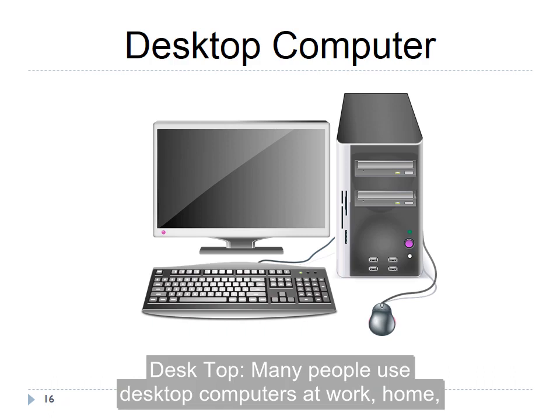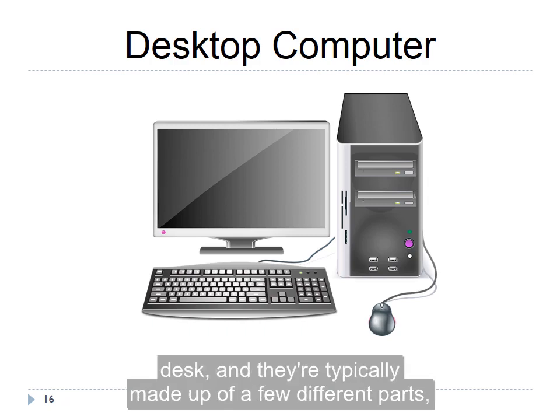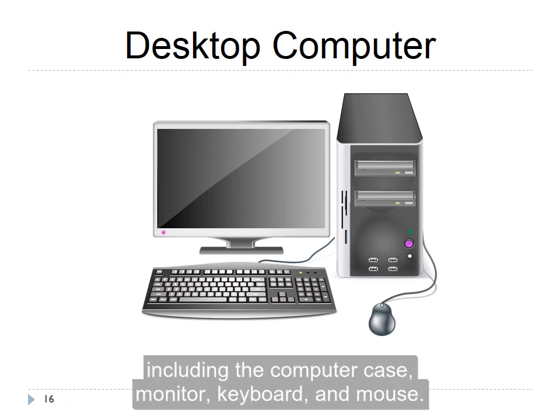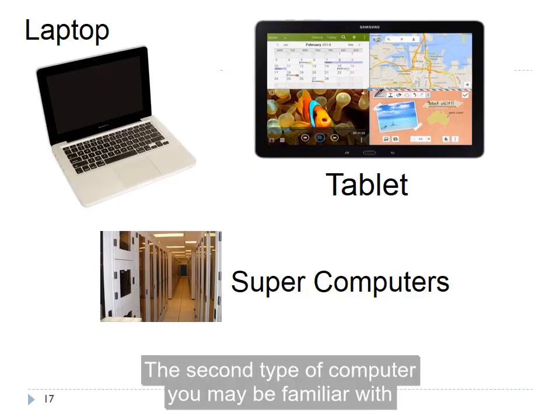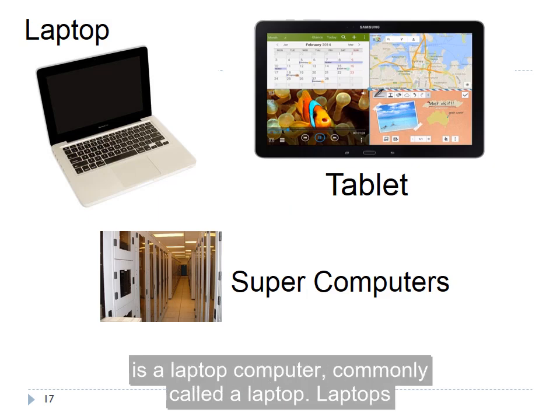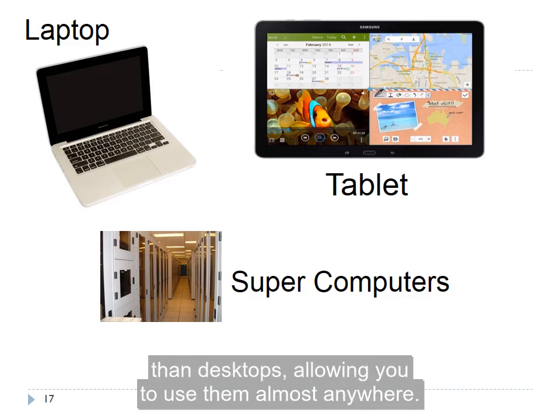Many people use desktop computers at work, home, and schools. These computers are designed to be placed on a desk, and they are typically made up of a few different parts, including the computer case, monitor, keyboard, and mouse. The second type of computer you may be familiar with is a laptop computer, commonly called a laptop. Laptops are battery-powered computers that are more portable than desktops, allowing you to use them almost anywhere.